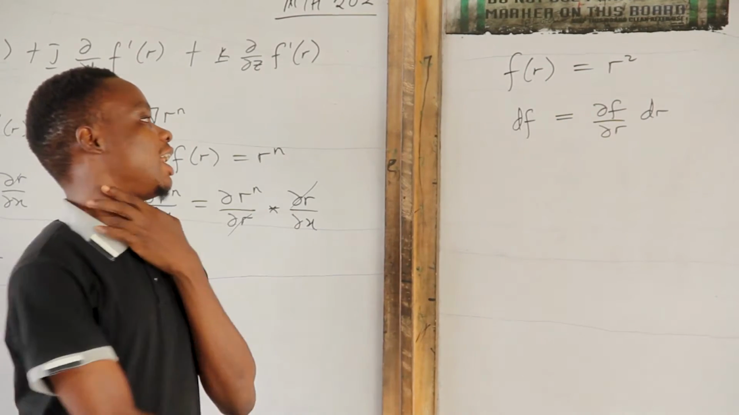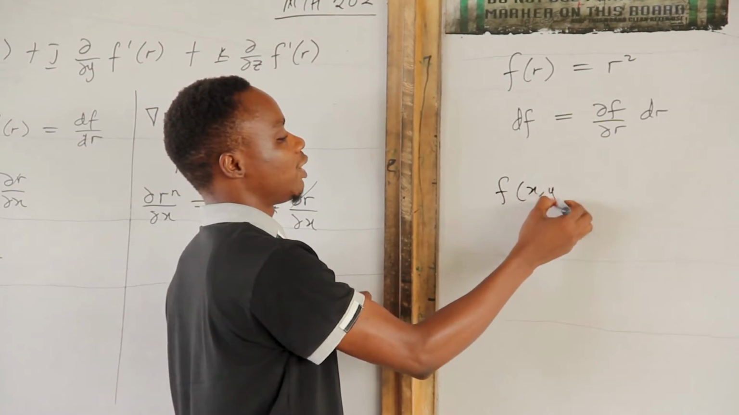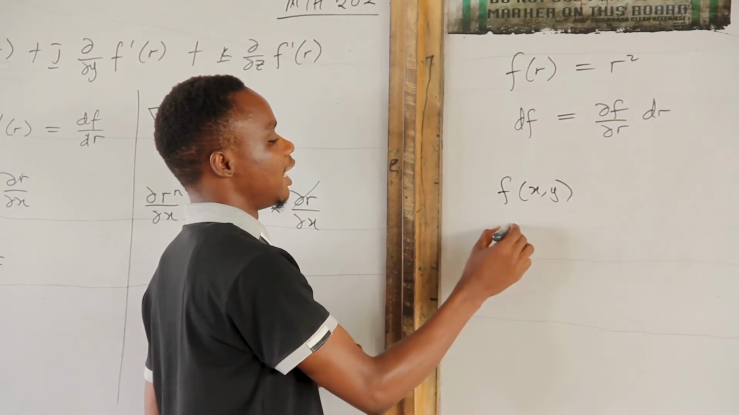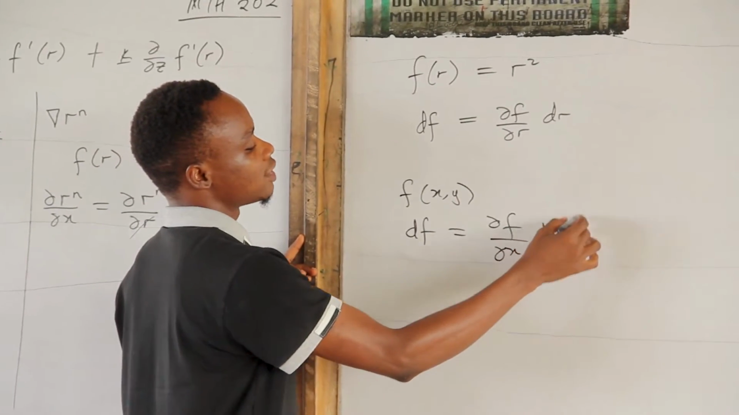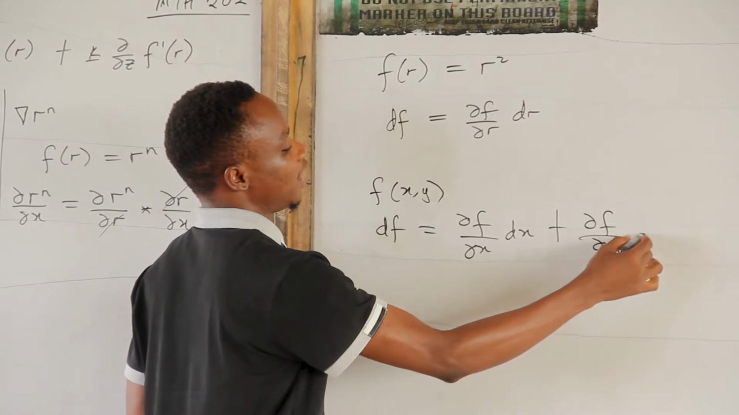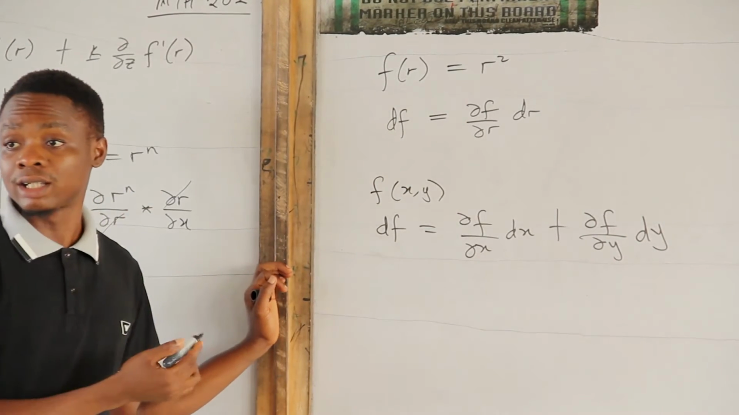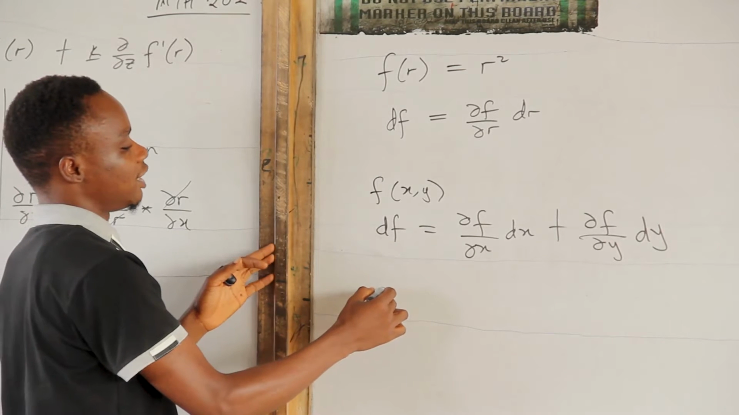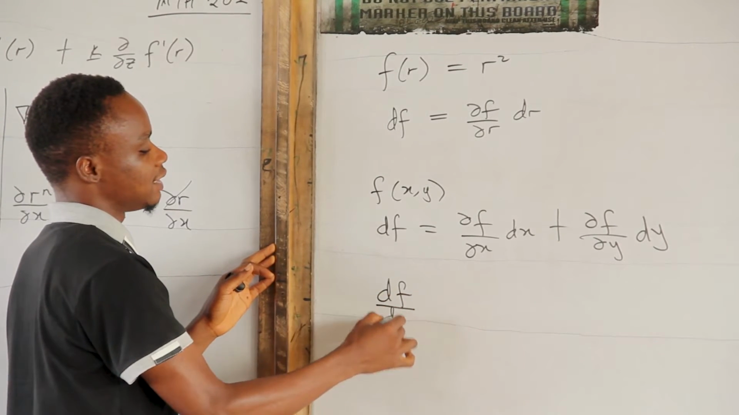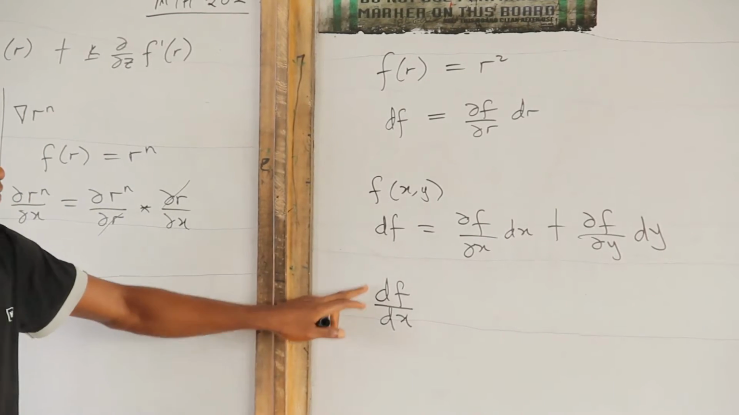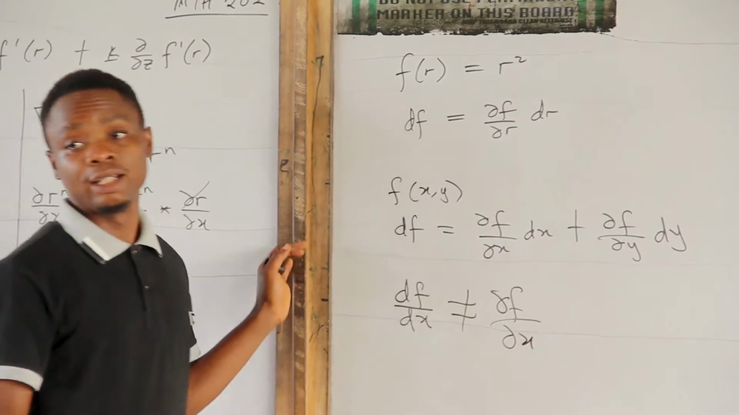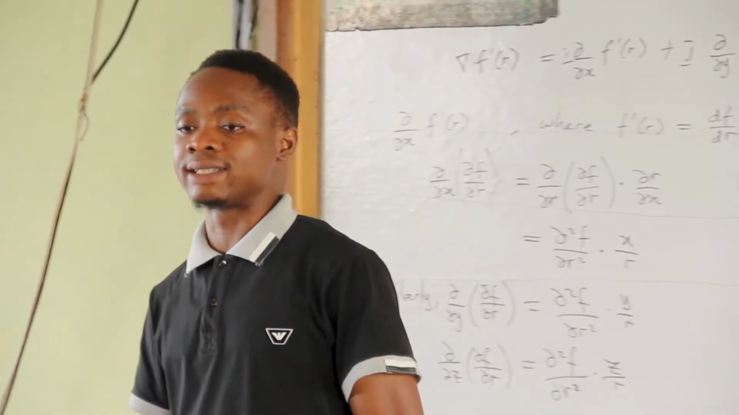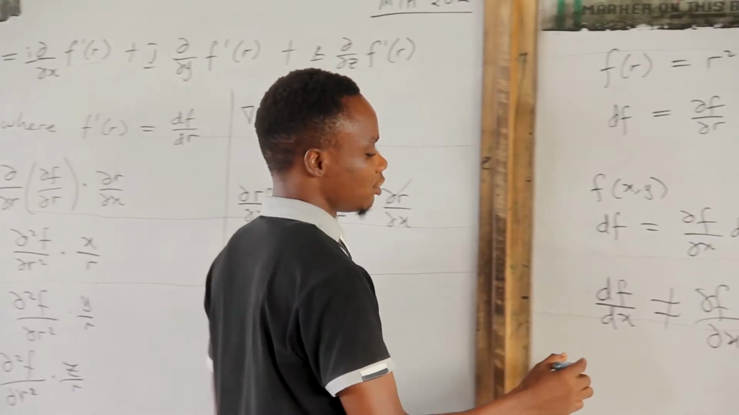If f, for instance, was a function of x and y, we would write df, which is the total differential, equal to del f del x dx plus del f del y dy. Does that make sense? Is it clear? And if we want to get the total derivative, let's say with respect to x, we want to get df dx. In this case, df dx is not the same thing as del f del x. Why? Because the function does not depend on only x. It depends on x and y.